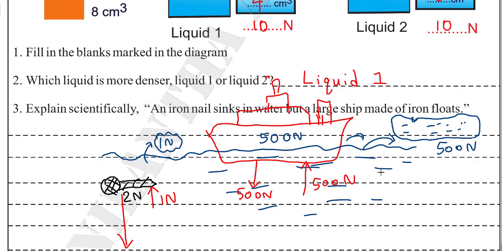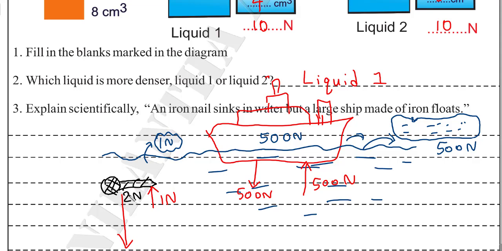And the weight of the displaced water is equal to the weight of the ship. The weight of the ship is 500 Newton, and the weight of the displaced water is also 500. In that case, the weight of the ship and the weight of the displaced water balance. The ship is floating. If you take the iron nail, children, it's a very solid object.